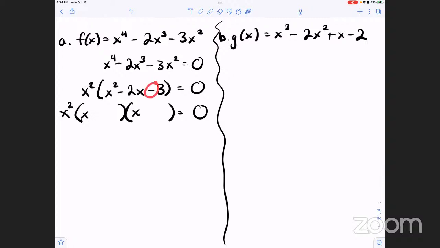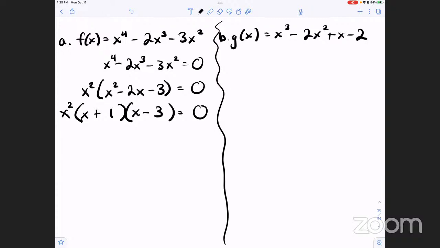The second sign tells me my two signs are opposite, so I know that one is positive and one is negative. This first sign tells me my larger number is negative. So two numbers that multiply to give me -3 and add to give me -2 are -3 and +1.